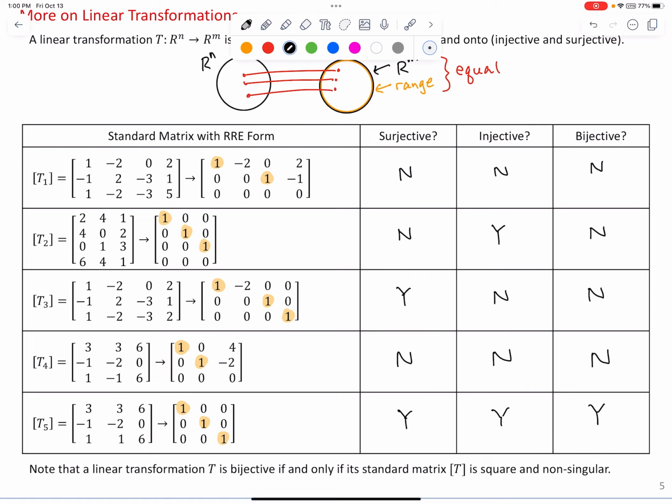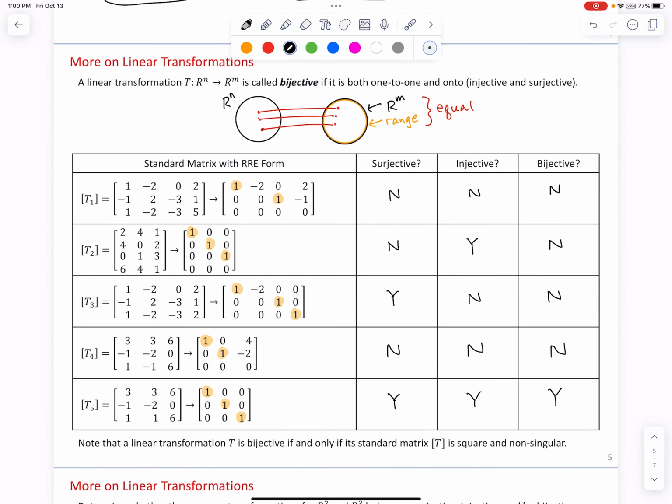Now, note at the bottom that a linear transformation T is bijective if and only if its standard matrix, bracket T, is square and non-singular. Non-singular meaning invertible, which will tap us into the equivalence statements, which we'll do on our last slide of this lecture. But before that, let's go to the next page.